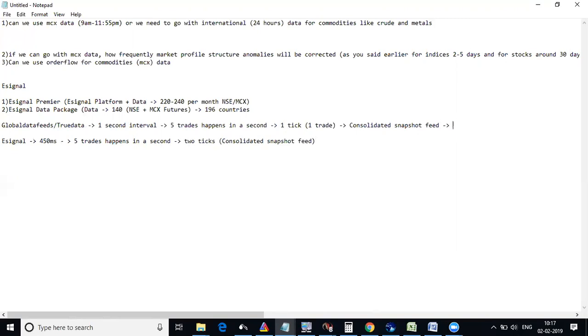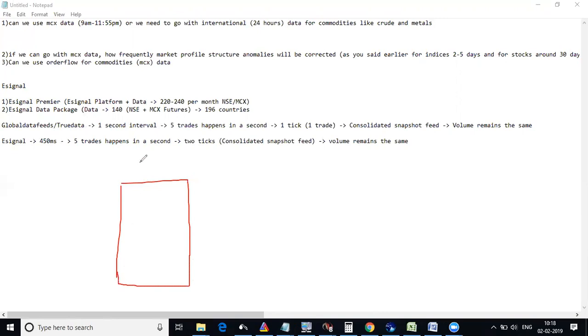Volume remains the same in both cases. Of course, there won't be much of a context difference. Okay, so one of the examples I would like to show here is that we went back to check why, many times, we've seen high buyers or high sellers getting trapped, right? So let's assume that this is Global Data Feed and this is eSignal. The data is the same.